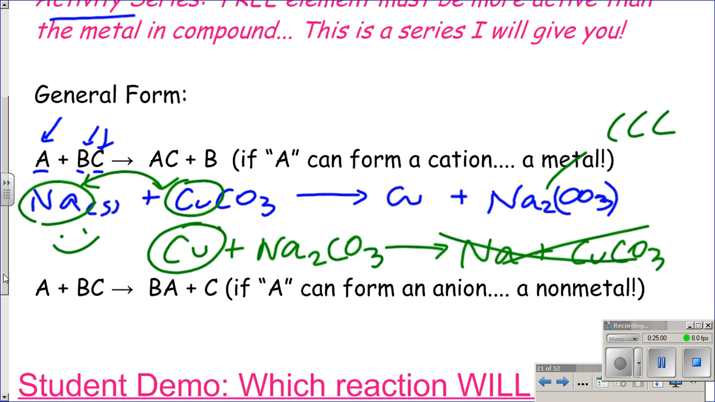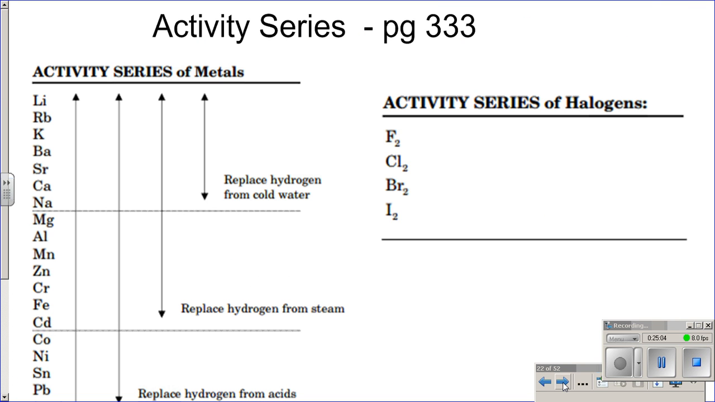Let me show you the metallic activity series, and then we'll do the non-metal one. This is on a reference sheet. I'll always give it to you. Always. What do you notice generally are at the top of the activity series?